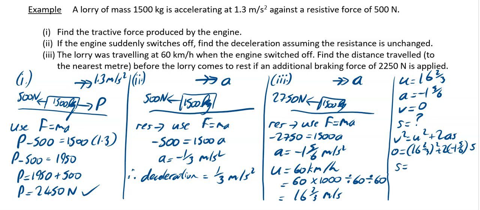So all you do is bring the 2 times the minus 1.56 s across the other side, and then divide across by it. So what you're going to get is your S is equal to 75 and 25 over 33. Thankfully it said to the nearest metre, so it is equal to 76 metres, and that is to the nearest metre. Done. Okay, that is us done.